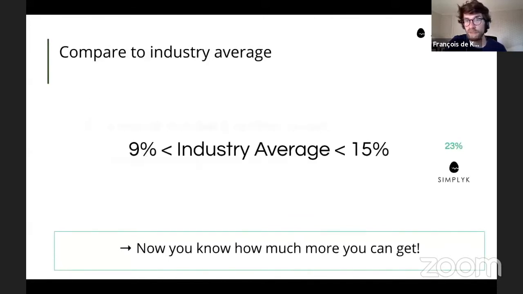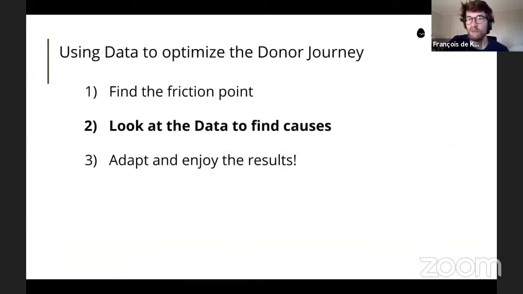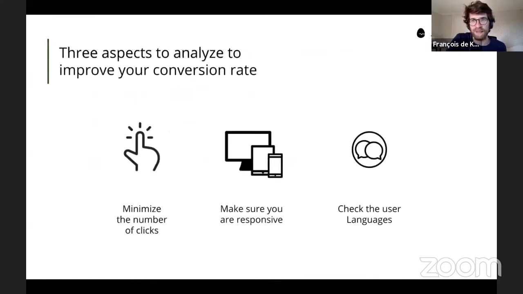Now you know if you're good or not compared to the industry average, and you want to know what to do. Here I will suggest a few data points to look at to optimize your donor experience. On your donation form, how can you optimize your conversion rate? Three super important things: the number of clicks, making sure you are responsive, so checking the experience on a cell phone, and the languages. There are many more, but those are three really impactful and super simple to analyze.